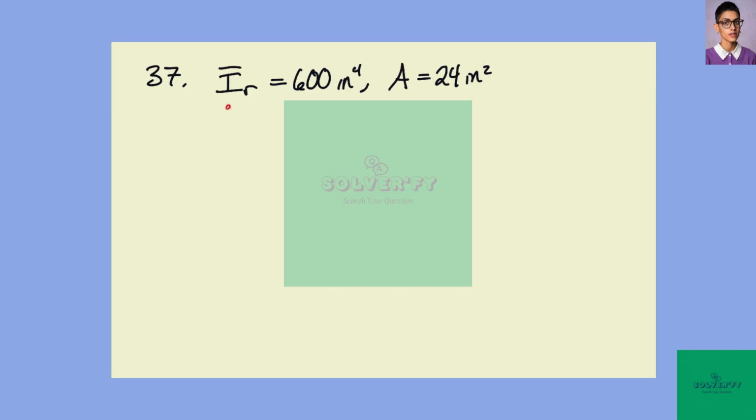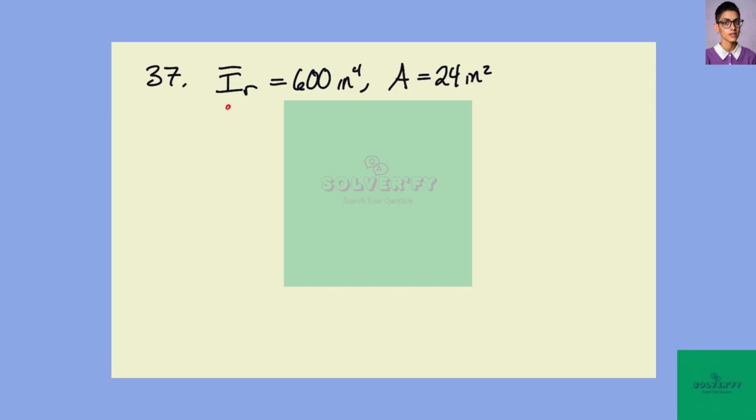If you have Ix, Iy, then this is Ir. So I-bar_r of the 24 square inch shaded area is 600 inches to the fourth. Determine the polar area moments I_rB and I_rD of the shaded area, knowing that I_rD equals 2 I_rB and d equals 5 inches.